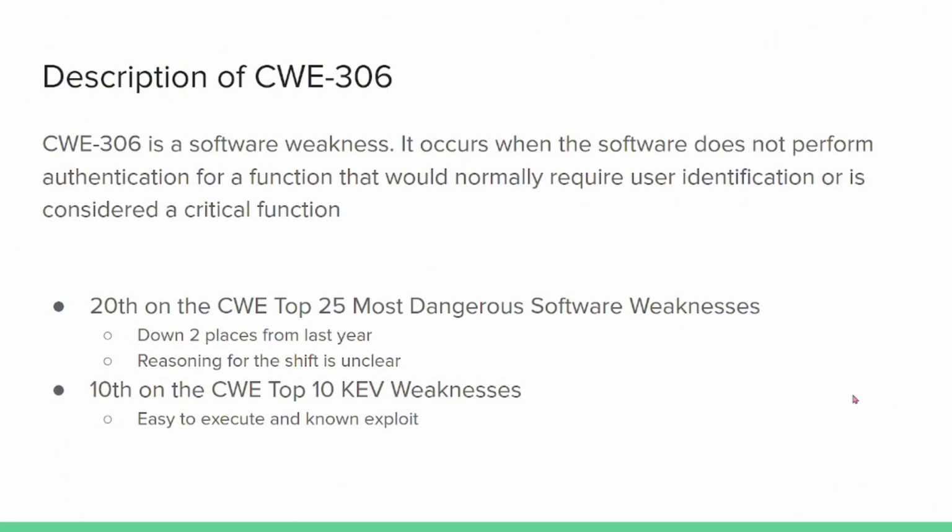So CWE 306 is a software weakness. It usually occurs when the software doesn't perform the authentication for a function that would normally require it, or is considered a critical function. It was 20th on the CWE's top 25 most dangerous software weaknesses, which is down 2 places from last year. However, the reasoning is unclear. It doesn't seem to be anything related to 306 directly. It was also 10th on the CWE top 10 KEV weaknesses, as it's easy to execute and a known exploit.